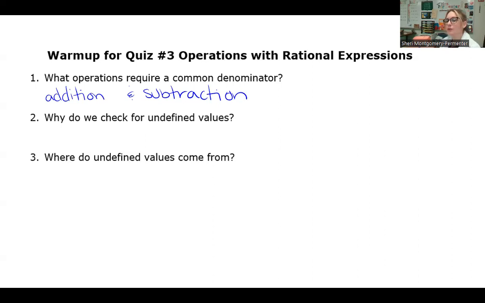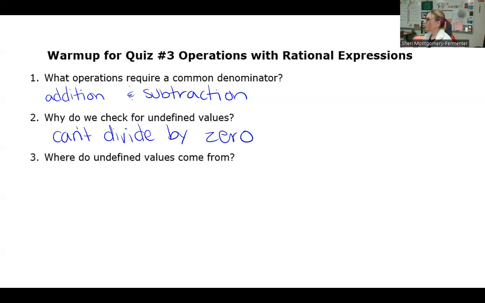2, why do we check for undefined values? Because you can't divide by 0. Very good. Does that mean that x can't be 0? No. X could be 0. It might not be able to be 0. It could be a restricted value, but you can't divide by 0. Doesn't mean that x can't always be 0.